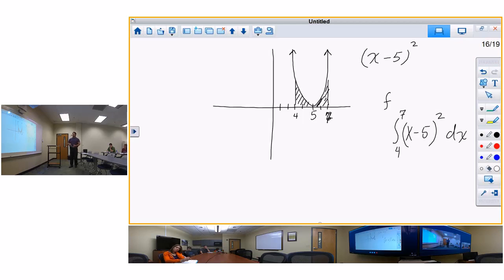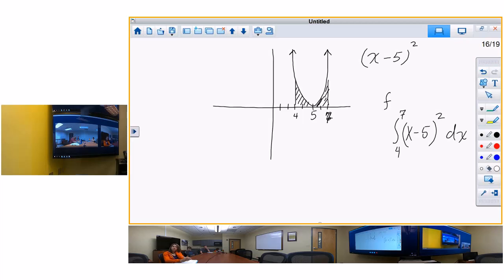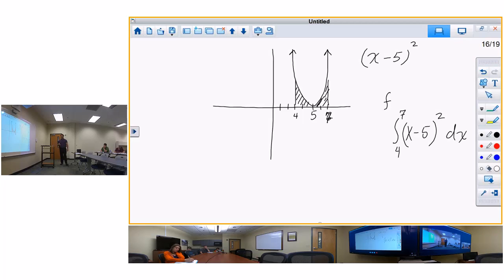Because first thing is you need to discern whether you can do this antiderivative or not, or do you have to use algebra first before you can do the antiderivative?